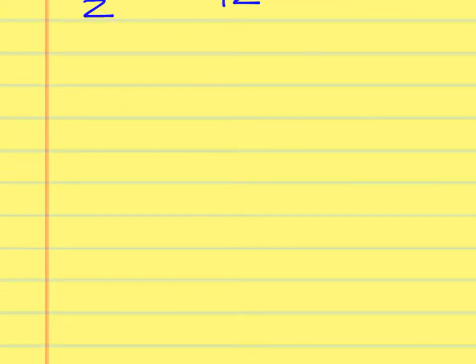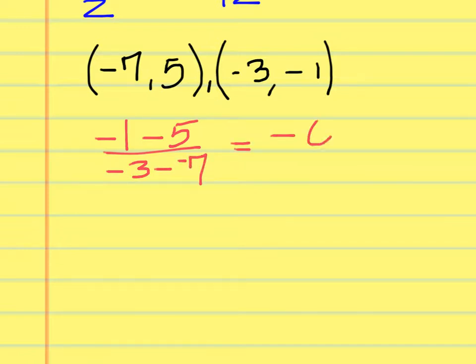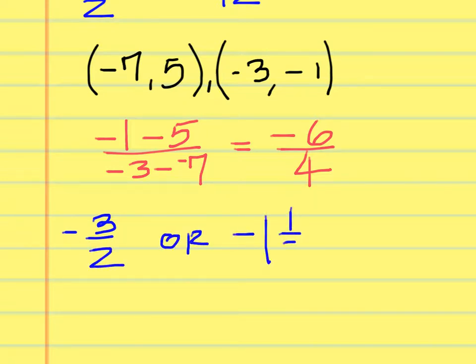Find the slope of the line that passes through negative 7, 5, and negative 3, negative 1. To find the slope, we are going to do negative 1 minus 5 over negative 3 minus a negative 7. That is negative 6 over 4. Negative 6 over 4 is the same thing as negative 3 over 2, or it's a negative 1.5.